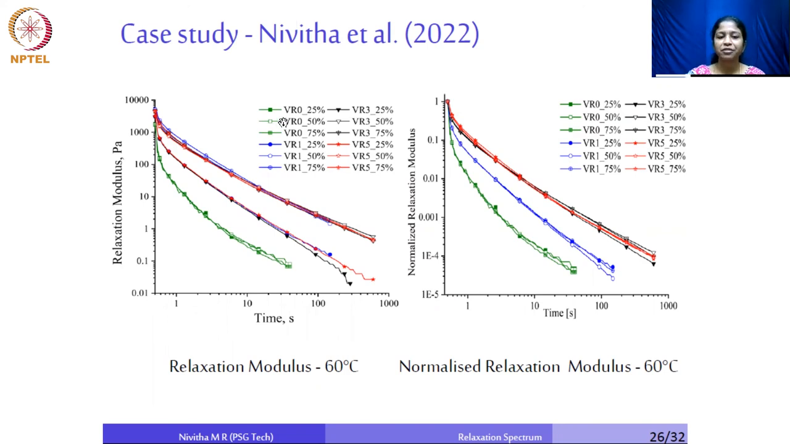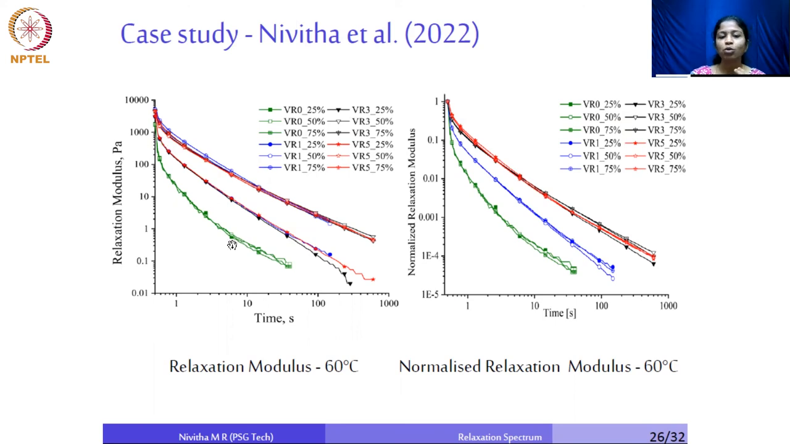And this was done at different dosages. Zero is nothing but the base binder, the unmodified binder. VR1 is VR plus 1% of SBS, VR3 is VR plus 3% of SBS, and VR5 is 5%. The stress relaxation experiment was carried out at 25% strain, 50% strain, and 75% strain. All right, so this is the relaxation modulus that was obtained.